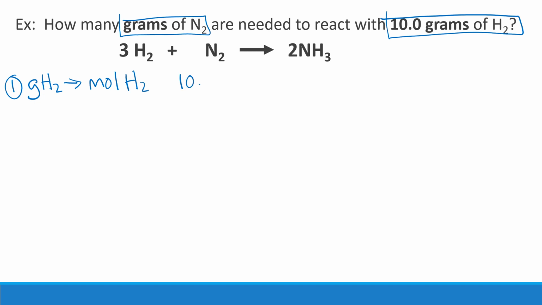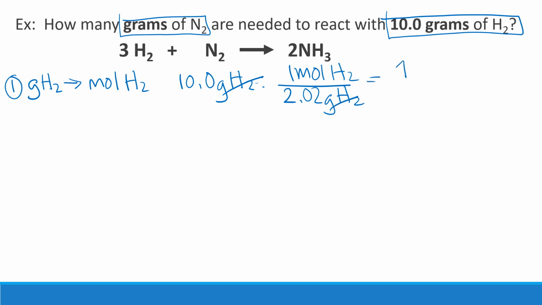So start with my given 10.0 grams of H2, convert it to moles. 1 mole of H2 has a mass of 2.02 grams. That's just 2 times what's on the periodic table, and that gives me 4.95 moles of H2.